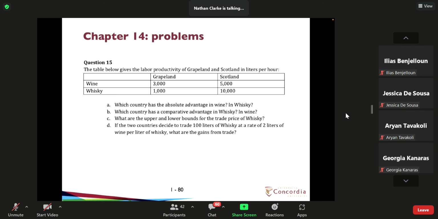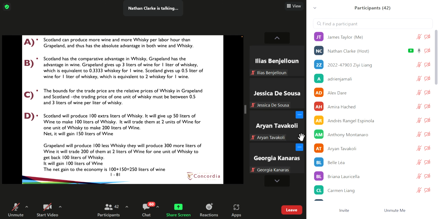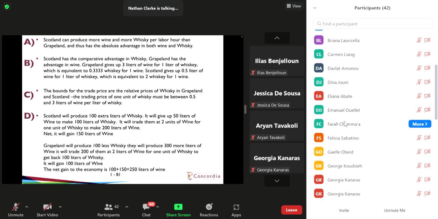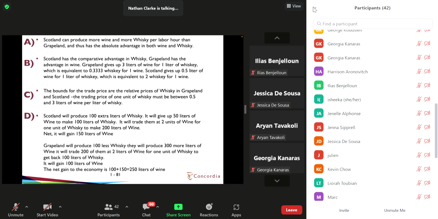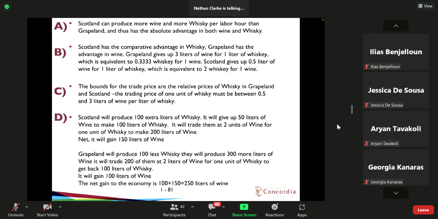Then for C, what are the upper and lower bounds for the trade price of whiskey? You're just going to need to look at the opportunity cost of whiskey for both countries. So the opportunity cost for Scotland was 0.5. The opportunity cost for Grapeland was 3. So somewhere between those two is going to be the trade price. So the upper bound is 3, the lower bound is 0.5.